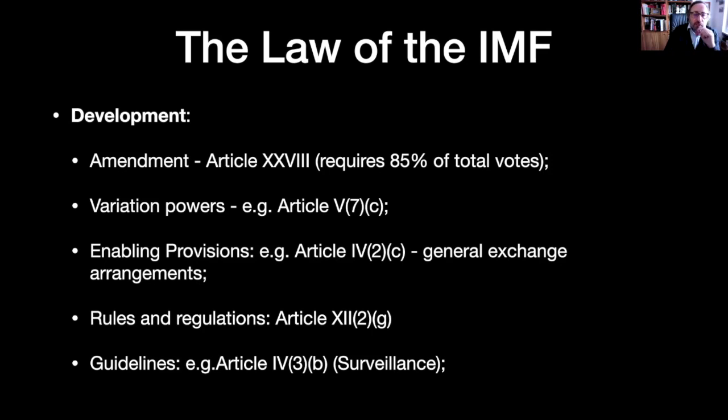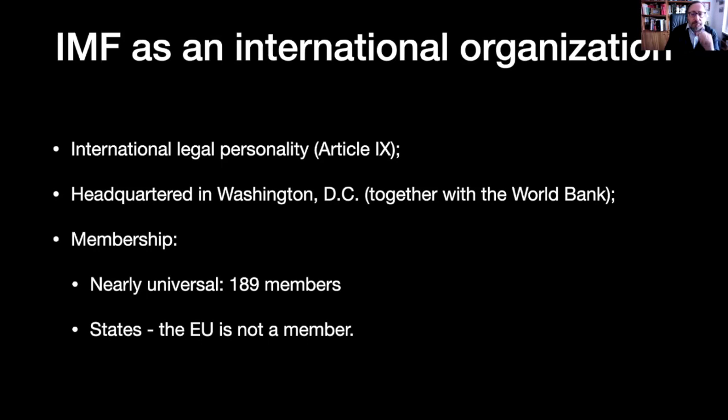We're going to be focusing a lot on these guidelines. Now, as an international organization, it has a legal personality, Article 9. Its seat is in Washington, D.C., together with the World Bank. And so, again, that's why when we talk about the Washington Consensus, that also refers to the fact that they are seated in Washington. It has a nearly universal membership, but the European Union, for instance, is not a member because it is not a state.